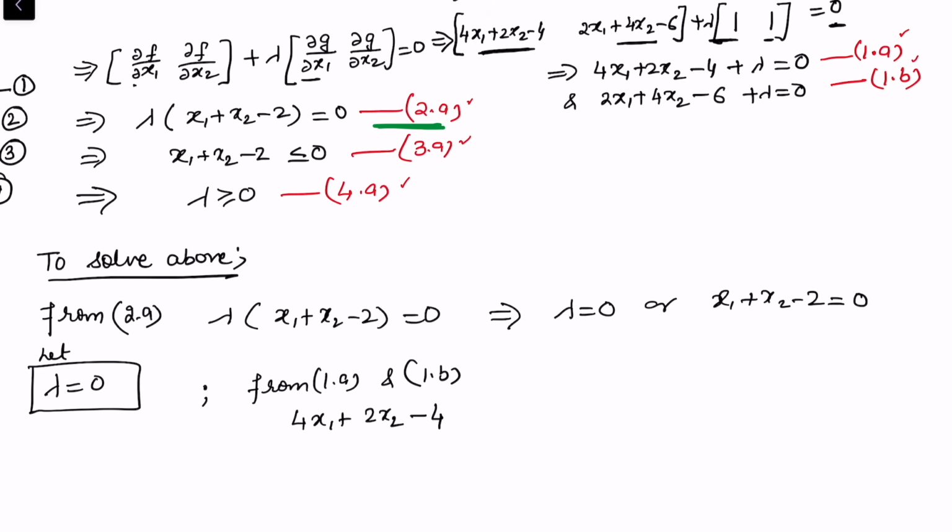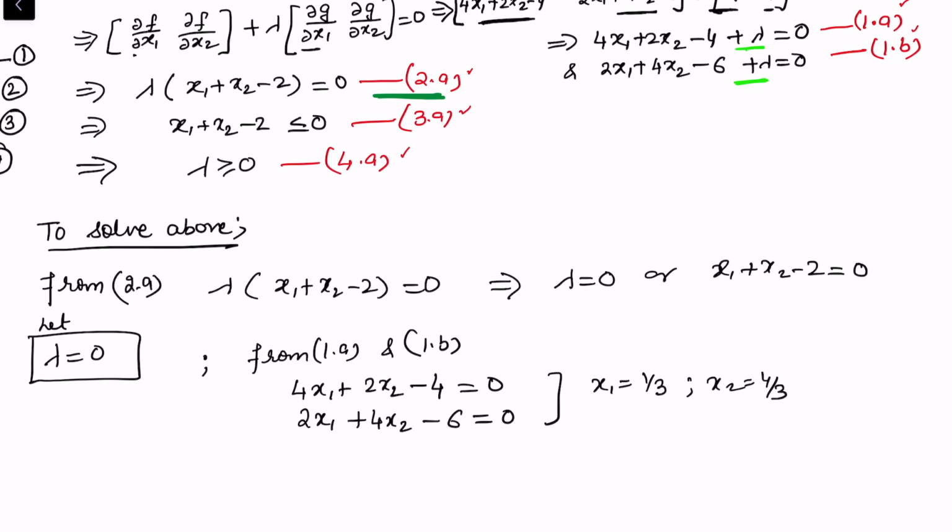Now we notice that lambda is equal to 0, so this is gone, and here this is simply equal to 0. And we get 2x1 plus 4x2 minus 6 equal to 0. Now we solve these and we find that x1 is equal to 1 by 3 and x2 is equal to 4 by 3. And these points also satisfy 3.A, because we must ensure that all the constraints are satisfied. 1.A, 1.B, 2.A is considered.